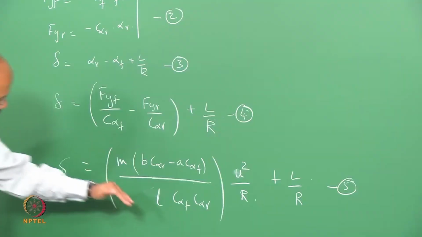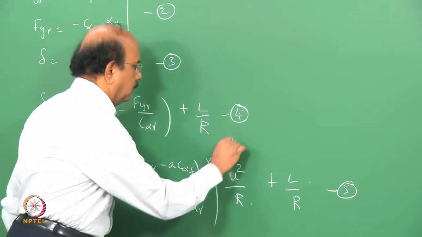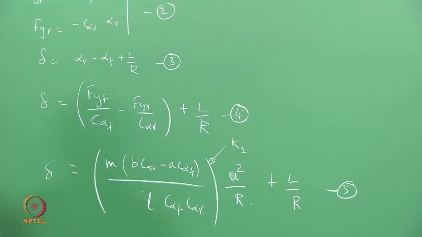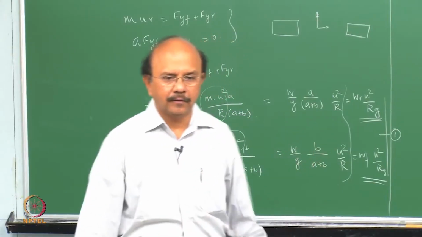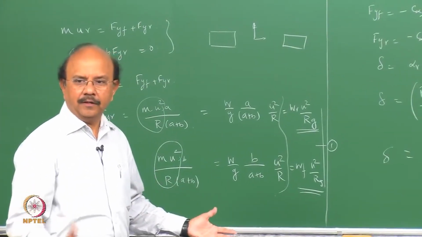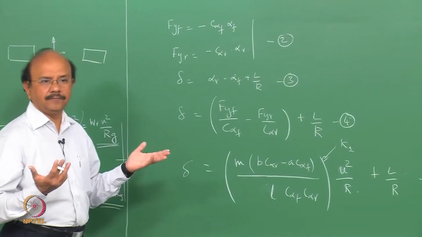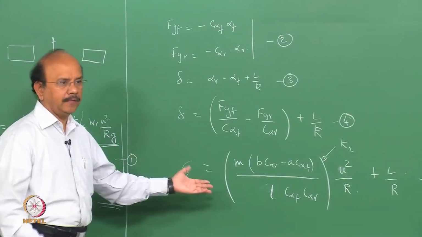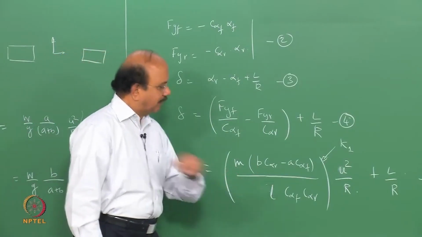Look at this term here. Let me call that term K1. He's a very close relative to K3. Why? It is just removed from K3 by that factor L. Go back and look at that. We had put L squared there, so factor L. So many people call this an understeer gradient.